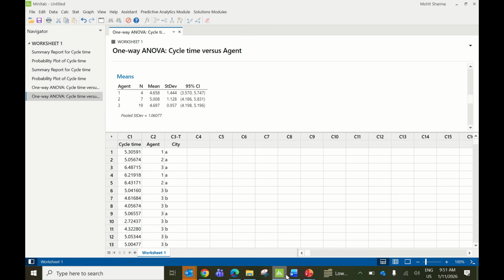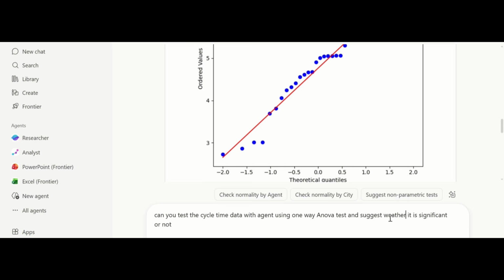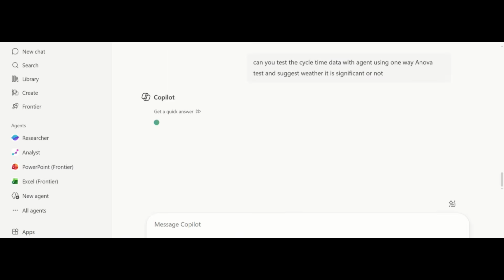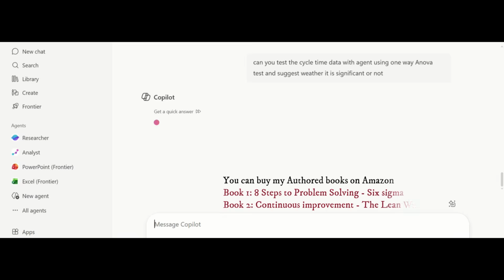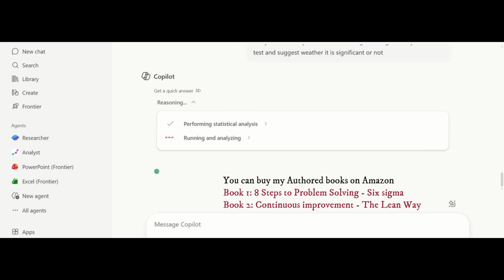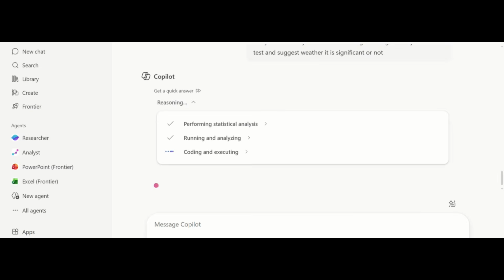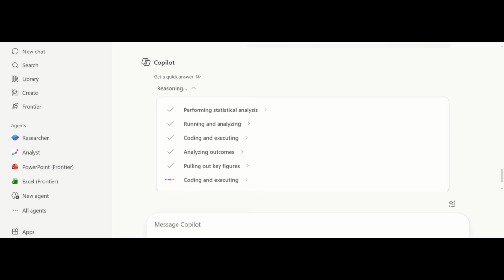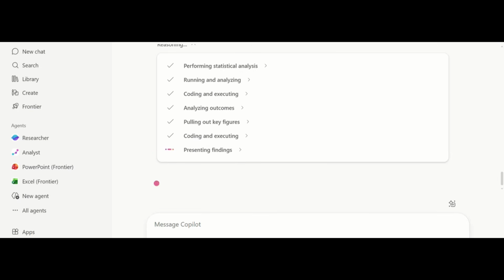Let's see how it performs the analysis in Copilot. So the question I am asking is, can you test the cycle time data with agent using one-way ANOVA test and suggest whether it is significant or not? Let's see what result it gives. I know it is going to take its own sweet time and do the analysis, running and analyzing the data, coding and executing. So it is taking some time.